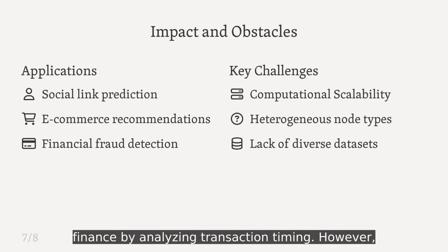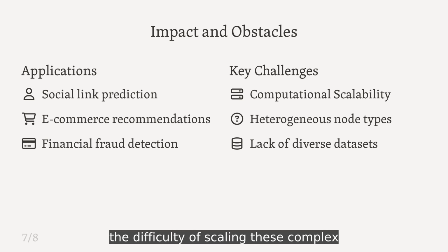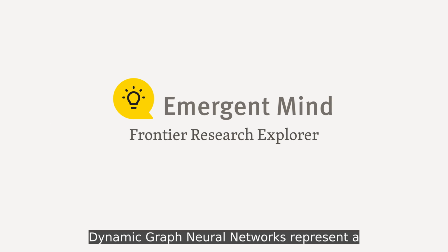in finance by analyzing transaction timing. However, the authors note significant challenges, particularly the difficulty of scaling these complex calculations and the scarcity of diverse, large-scale public datasets for training. Dynamic graph neural networks represent a vital shift from analyzing static structures to understanding evolving systems.